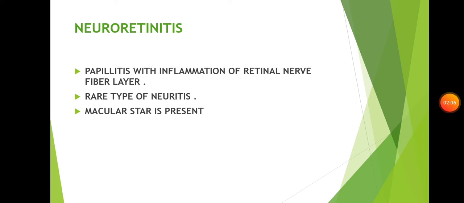Neuroretinitis. It is a condition in which papillitis occurs with inflammation of the retinal nerve fiber layer. It's a rare type of neuritis. In this condition, macular star is present. Macular star is the exudate that forms around the macula that gives the appearance of a star.